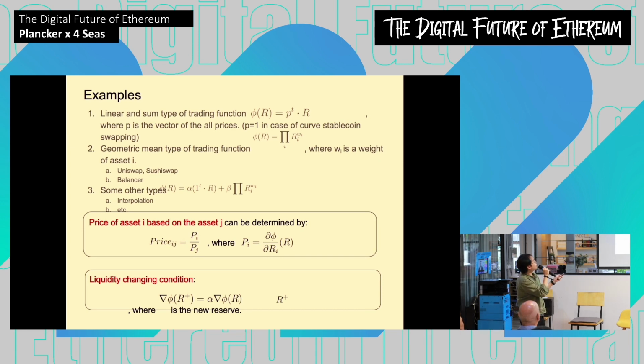And also for the next one, the geometric mean type of trading function represents the product of the reserves powered by their weights. For example, Uniswap, SushiSwap, and Balancer. In Uniswap, all the weights are equal, so that is no problem. Oh, and by the way, for the first one, if we let P equal to 0, it behaves just like normal summation, just like in Curve stablecoin swapping.